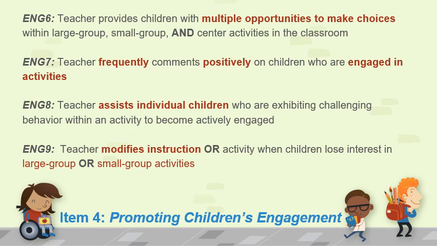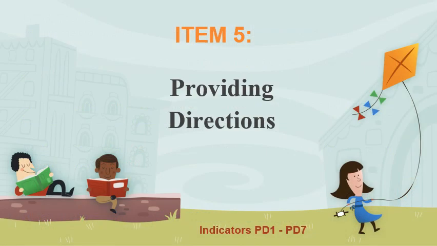ENG8, teacher assists individual children who are exhibiting challenging behavior within an activity to become actively engaged. In this instance, the child must become re-engaged. Challenging behavior will be discussed more in future slides. ENG9, teacher modifies instruction or activity when children lose interest in large group or small group activities. For those who lose interest in an activity, the teacher should slightly modify or adjust the activity to help them re-engage.